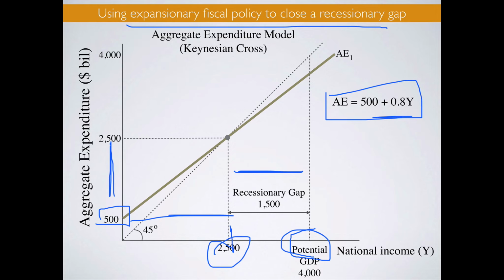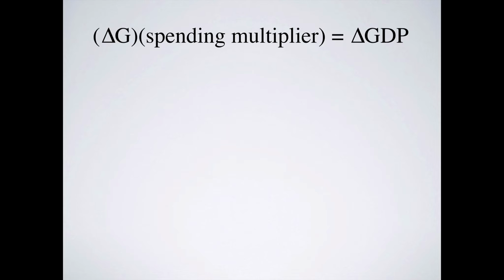So what do we do next? Okay, so to understand this, we're going to use our formula. We've got delta G times the spending multiplier equals the change in GDP. All right, so remember this delta G that we're talking about can be any initial change in spending. It could be a delta I, it could be a delta G, it could be a delta C, etc. The point is whatever the initial change in spending is, that's what delta G represents. We are going to have to multiply that by the spending multiplier to give us our change in GDP.